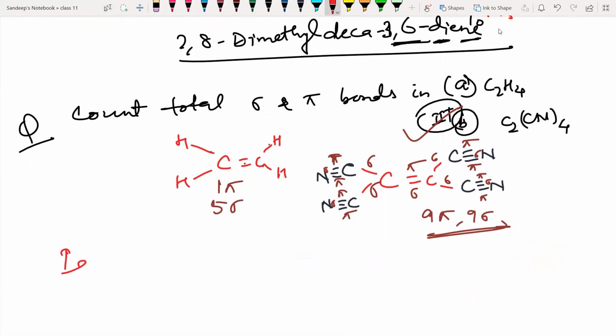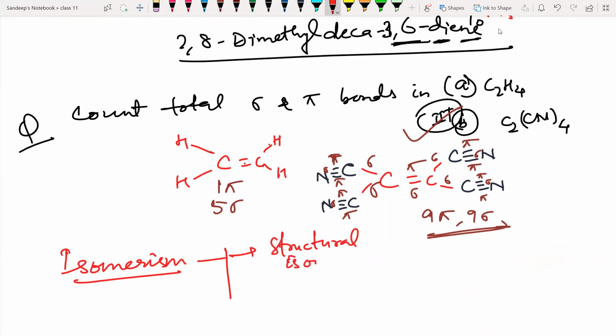Now isomerism in alkenes. So mostly alkenes show structural isomerism. And in structural isomerism, alkenes show chain and position isomers. Chain and position isomers.